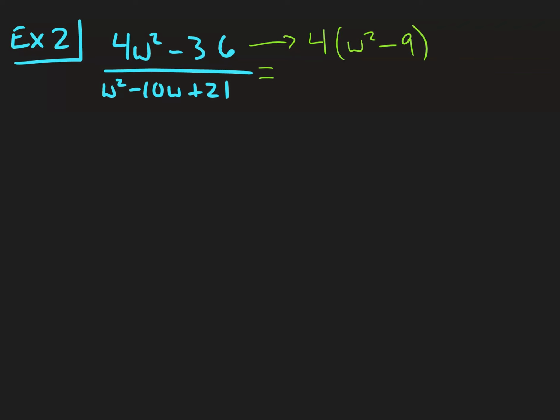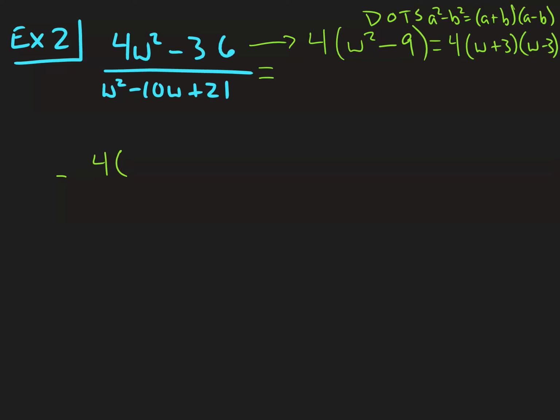Now, w squared minus 9, for those of you in the know, is a difference of two squares. So it can be factored using that rule. So it's going to look like this. 4 times w plus 3 times w minus 3. Okay, don't forget our rule for the difference of two squares. If I have a squared minus b squared, it factors to a plus b times a minus b. All right, so we have our numerator, 4 times w plus 3 times w minus 3.